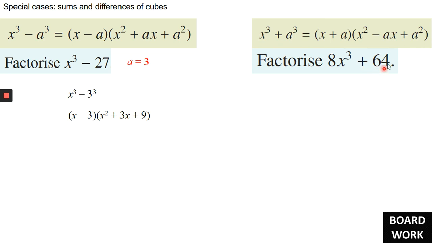This one here, that's not a cube. It's a square, isn't it? 8 times 8 is 64, but there's no way we can work that out to be a cube. So, but look, 8 goes into that, 8 goes into that. Let's do a simple one, just take the x outside first. Now, 8 is 2 cubed, isn't it? So 2 cubed. So now I can just rewrite that one as x cubed minus 2 cubed. And now I know that a is 2. So now I just rewrite this one with a being 2. Don't forget the 8. So go plus 2, x squared minus 2x plus 2 squared is 4.